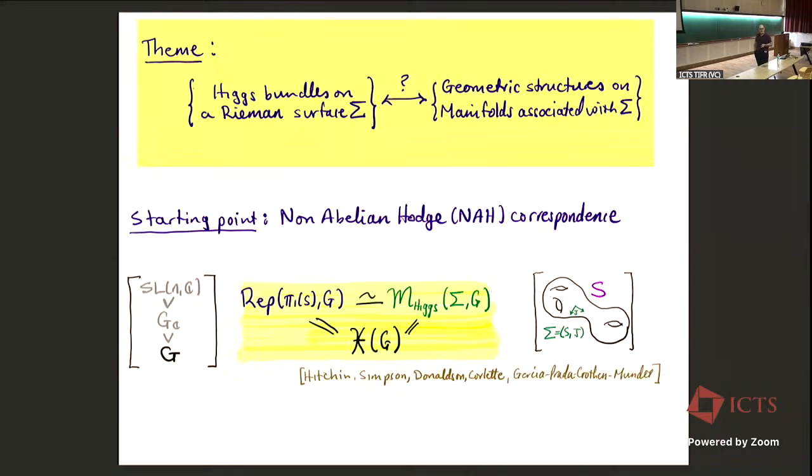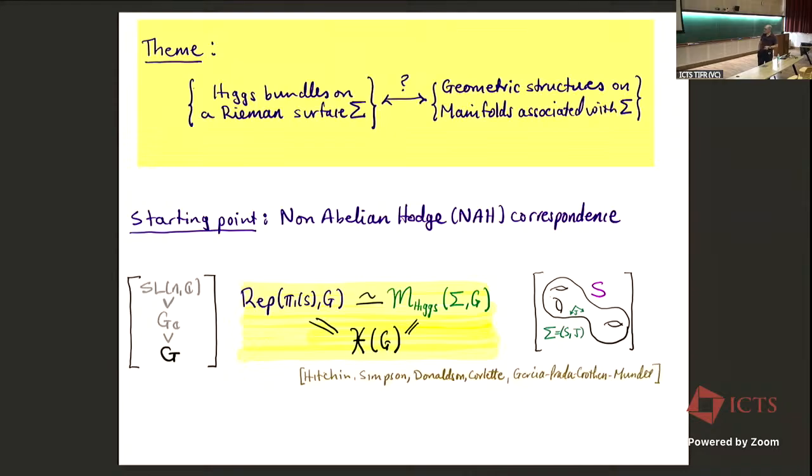So the starting point for this is the non-abelian Hodge correspondence, which has come up many times in the last 2 weeks. This is a relation between two different moduli spaces. For us, the setting is a closed oriented surface, which if you give it a complex structure becomes a Riemann surface. This will have genus bigger than or equal to 2. And then we have two moduli spaces. One of them is the space of representations of the fundamental group of this surface into a Lie group G.